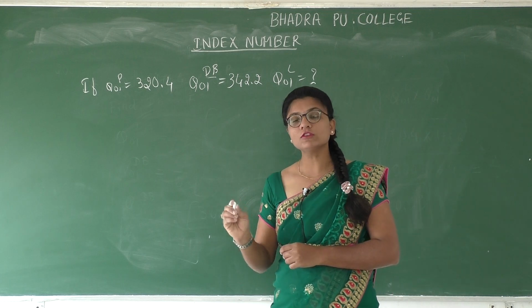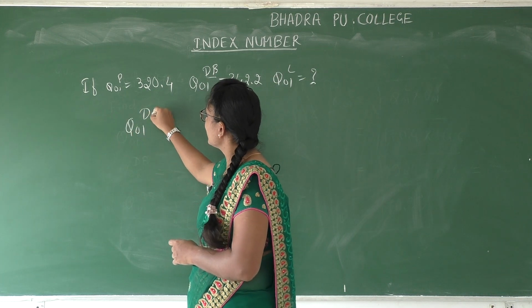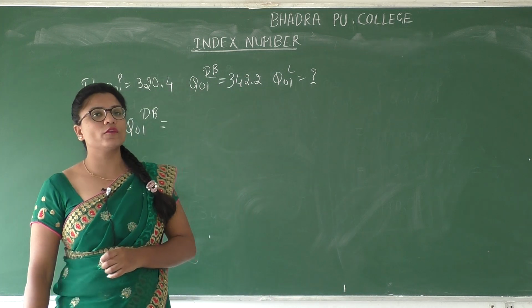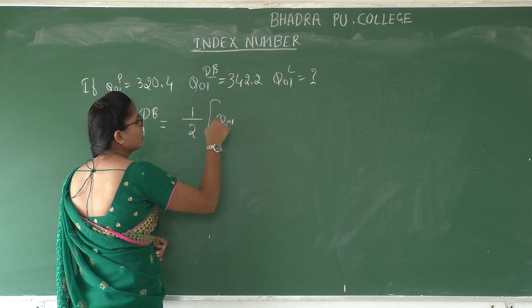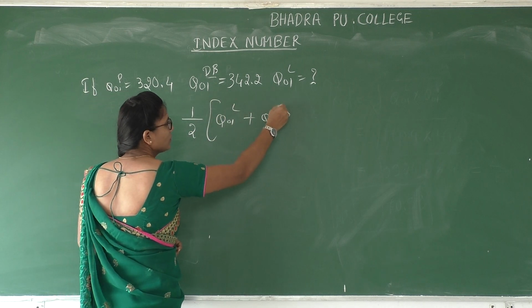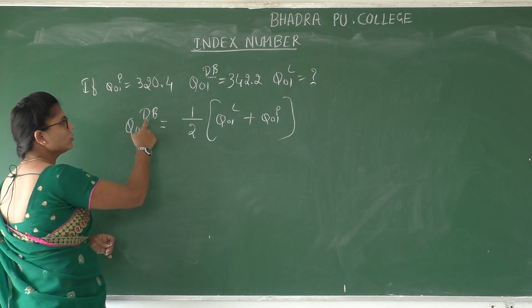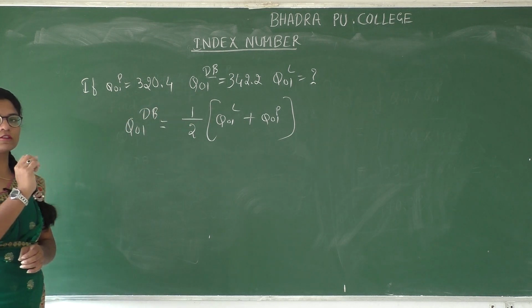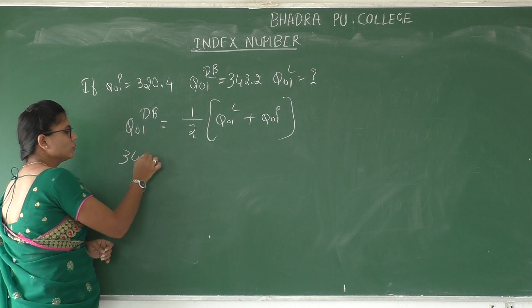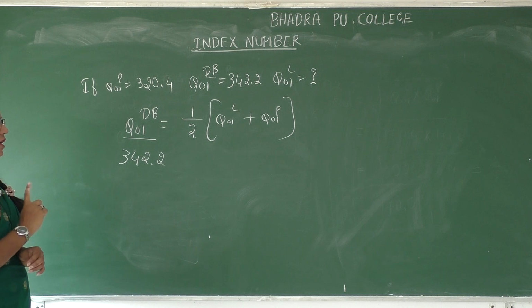So, for that write down Darbish-Bowley's quantity index number formula. So, Q01DB is equal to what? So, what is the formula for this? Yes, half into Q01L plus Q01P. Okay, yes. So, Q01DB is equal to how much? Yes, we have the value here. In the given things we have the value 342.2. Q01DB is already given.